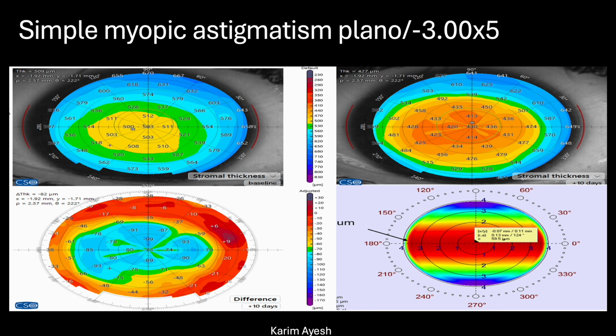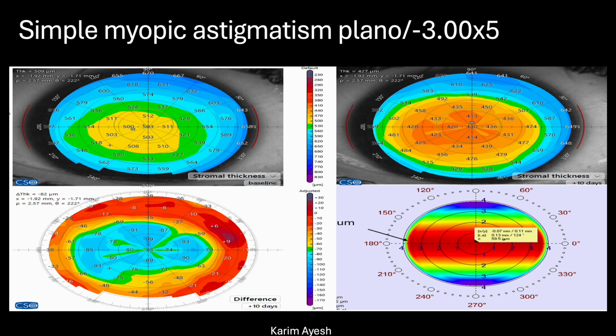Here is the difference map between the stromal thickness pre-operative here, post-operative here, and here is the difference. This is the actual amount of ablation that our machine did. And here is the planning software. If you notice here the central area is 60, peripheral area is 60, but actually what happened is 73 in the central area, which ablates more.